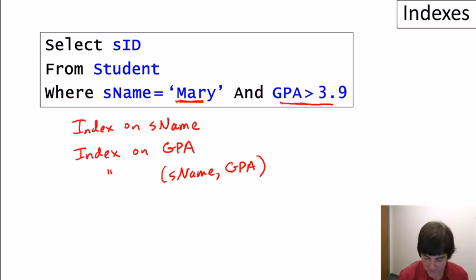Now, I should mention that because this is an inequality condition, it is important that the GPA is a tree-based index in order to support the evaluation of this condition, whereas the student name is an equality condition, so that could be a hash-based index or a tree-based index.